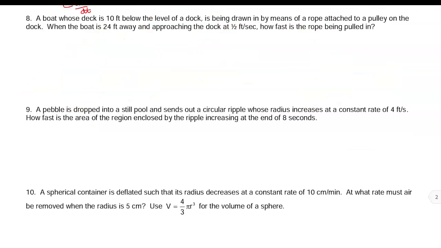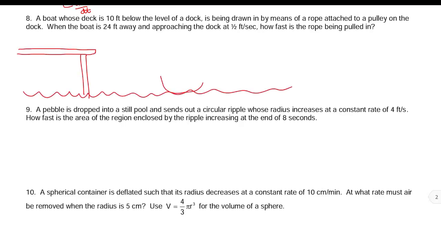A boat whose deck is 10 feet below the level of a dock is being drawn in by means of a rope attached to a pulley on the dock. So let's set up a dock. And there's a boat out here. There's a pulley on the dock, and it's pulling in the boat. The deck of the boat is 10 feet below the dock. So that is going to be represented by this vertical distance right here. It's 10 feet below the dock.